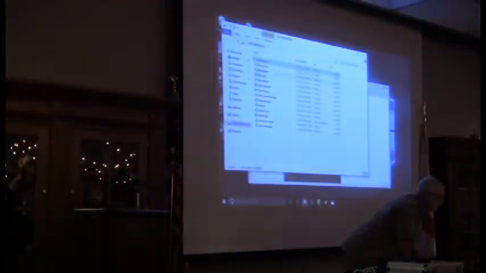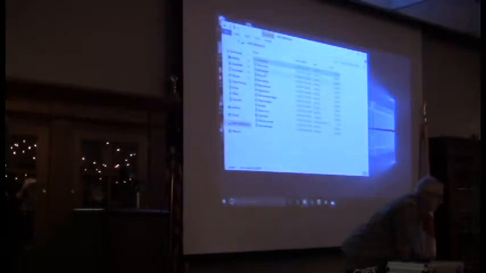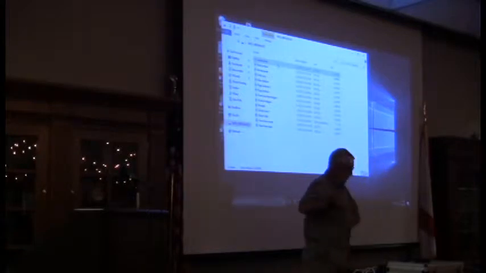Okay. The first thing is an aerial photo I took from Google Earth.